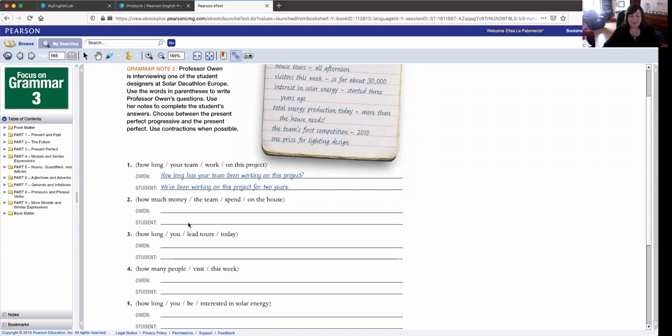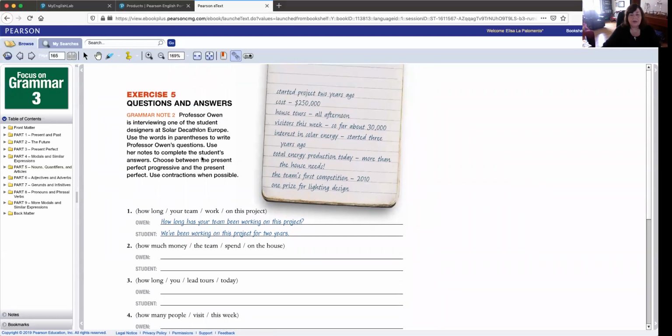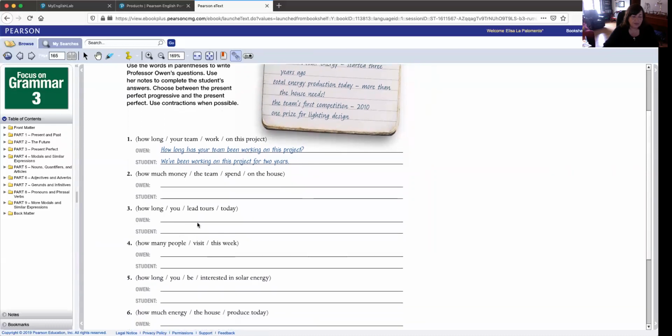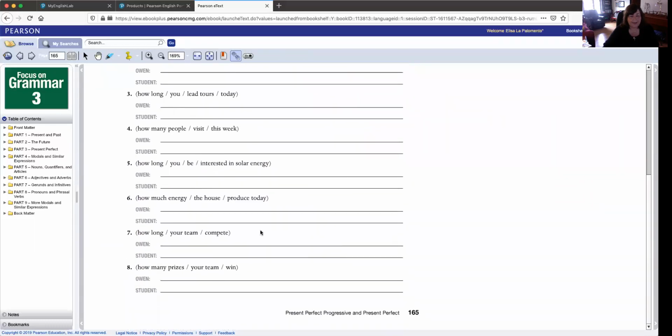And the student says, we have spent $250,000. We have spent. I didn't say it, meaning the team. I said we, because the student is part of the team. See in this question, how long has your team? The student is part of the team. And that's why he answered with we. If you need help for the past participles for present perfect tense, please look at the back of the book. Okay, so finish this. This is number 3 to number 8.